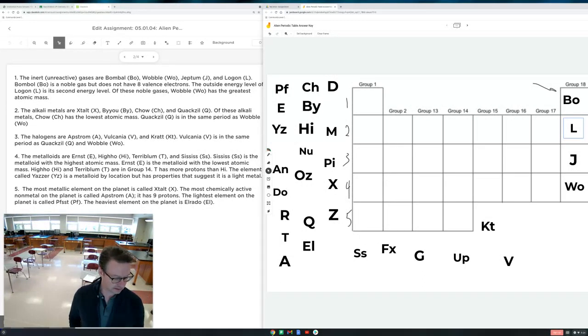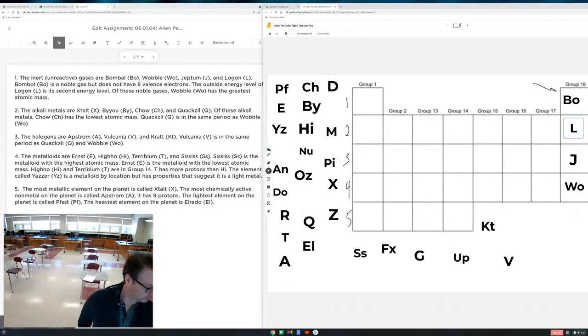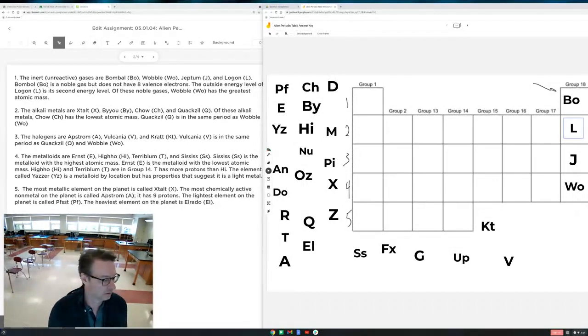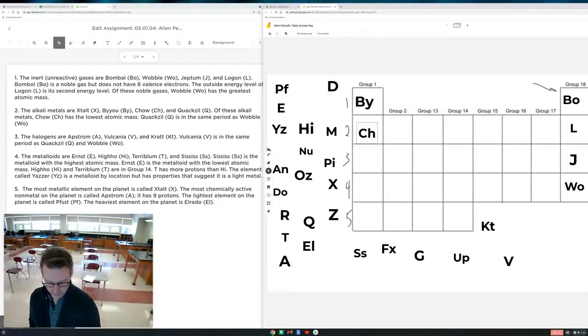Then it says that the alkali metals are X, By, Ch, and Q. All right, so okay, we're done with that first clue. The second clue says that the alkali metals are X, By, Ch, Q. What did I miss? X.